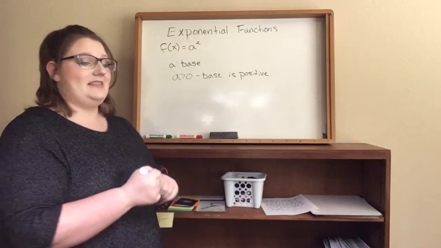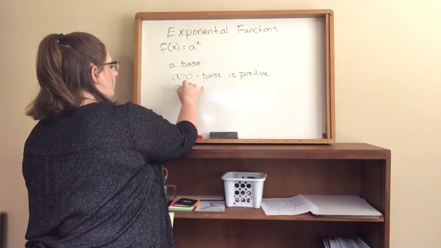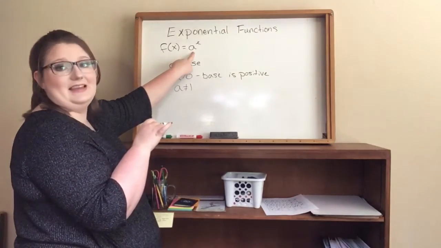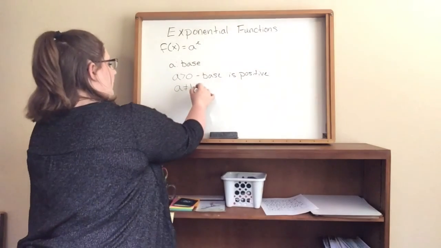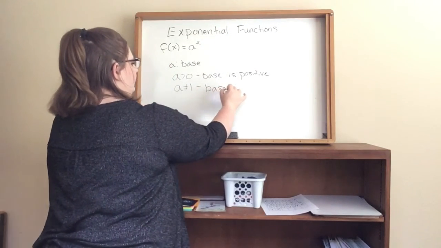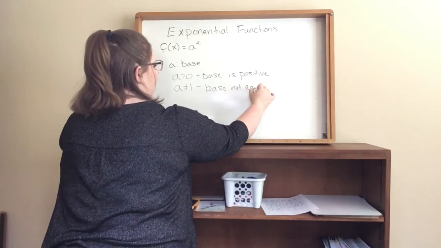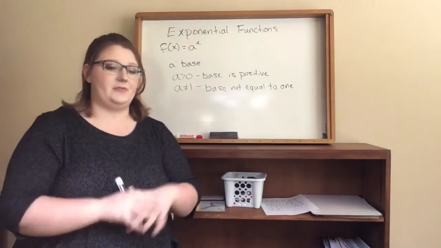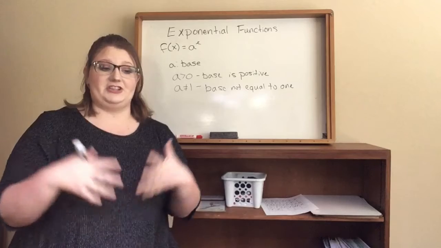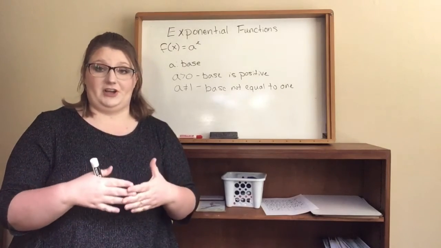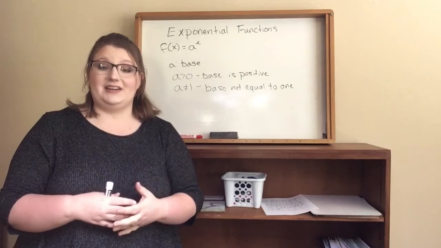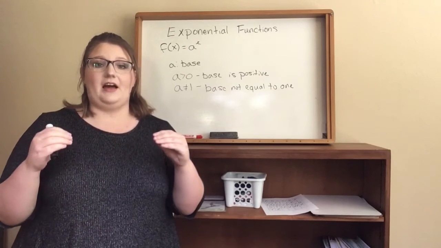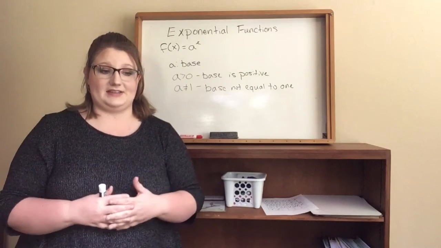And then the second rule is that the base cannot equal 1. A does not equal 1. So we can't have a 1 right here, and we can't have anything that's equal to 0 or less than 0. So the base cannot equal 1. So those are our two rules for the most basic form of an exponential function, that standard form of an exponential function. And remember, an exponential function is a function where the variable is the exponent. That's our definition. A function where the variable is the exponent.